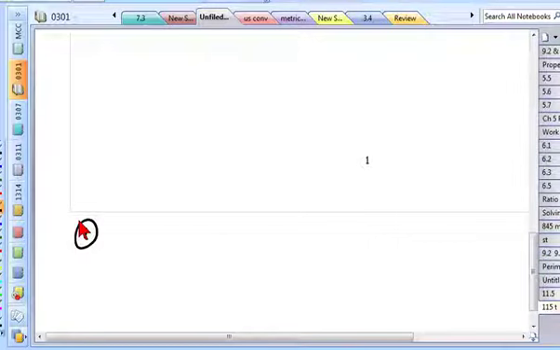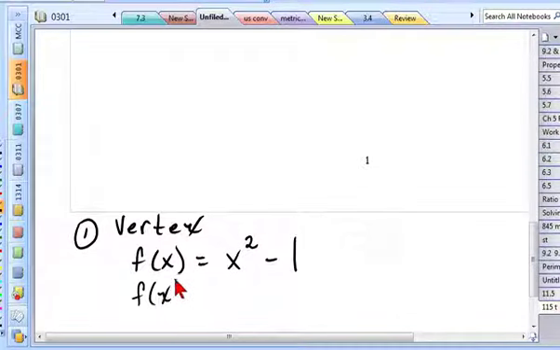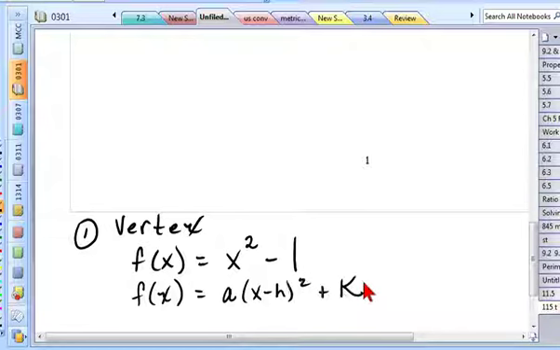So, problem number 1. Find the vertex. f of x is equal to x squared minus 1. All right, if this is standard form, then it's f of x is equal to a parentheses x minus h squared plus k. We need to identify what is the value of h and what is the value of k.